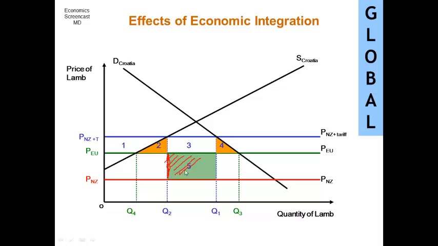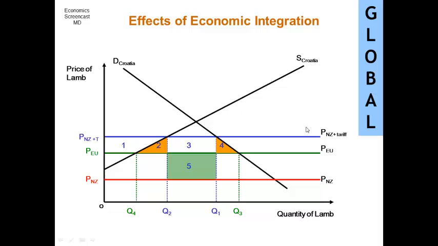Domestic welfare loss occurs when Area 5 outweighs Areas 2 and 4, and I'm showing that the loss is more significant when New Zealand producers are much more efficient than EU producers, and this can be shown by the increasing size of Area 5 when the costs of production in New Zealand are much lower.